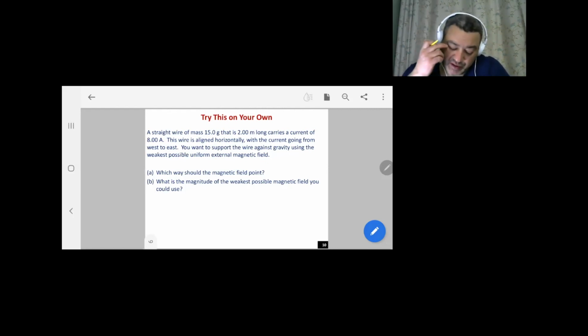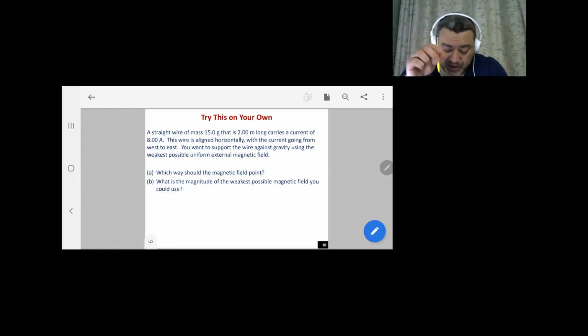Now let's go to this question, a straight wire of mass. This one is to try on your own. The straight wire of mass 15 gram and 2 meters long carries a current of 8 ampere. This wire is aligned horizontally with the current going from west to east. You want to support the wire against gravity, so we have a gravitational force here, using the weakest possible uniform external magnetic field.